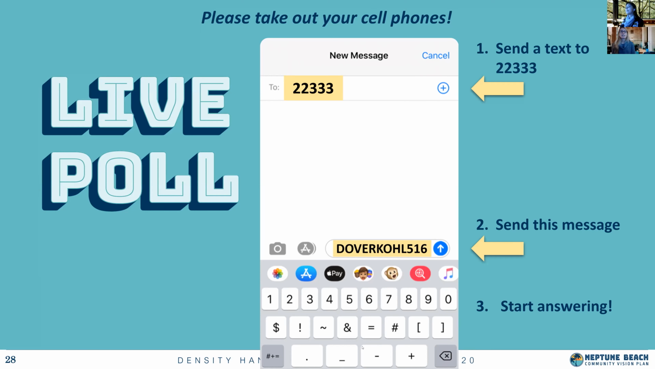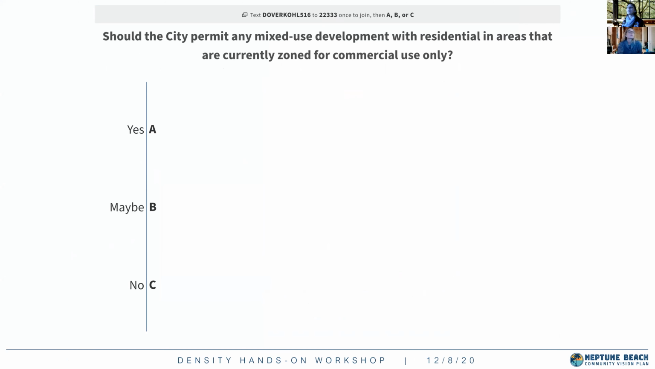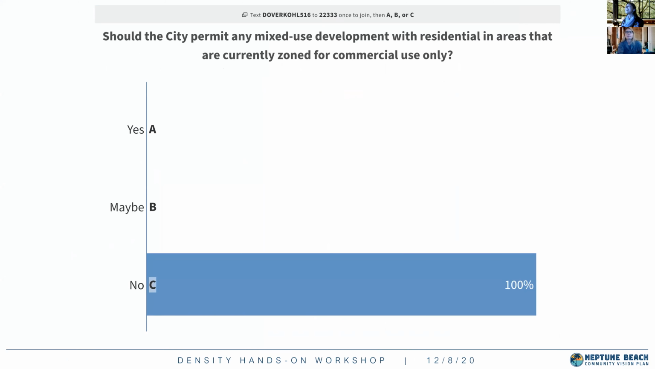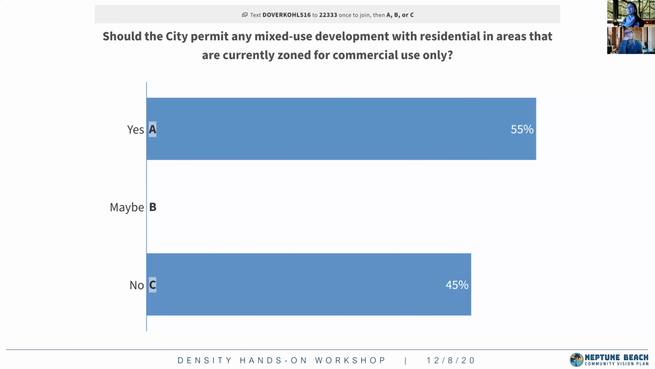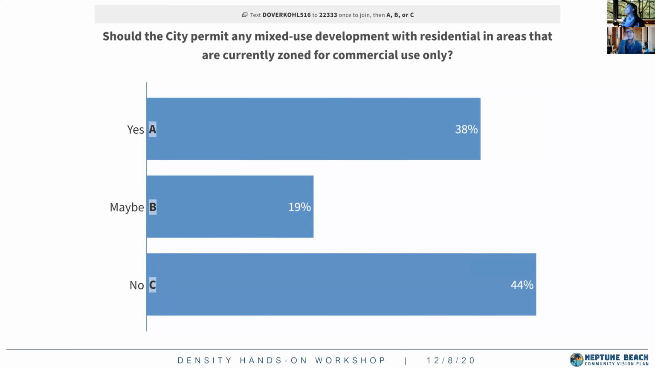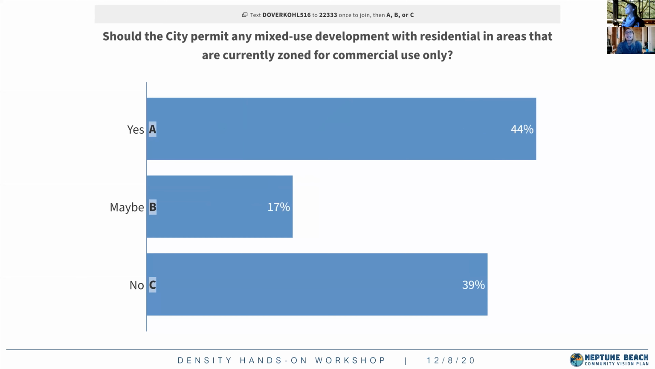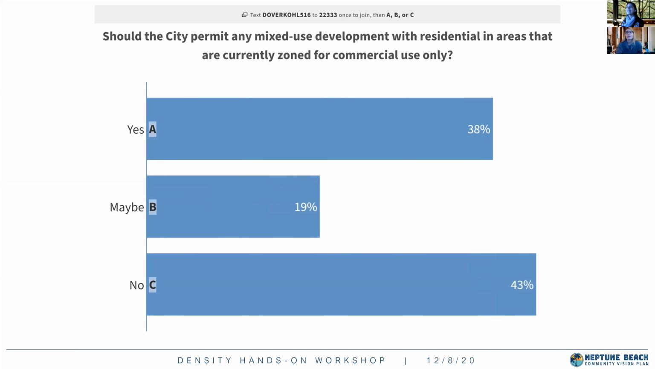So the first question is, should the city permit any mixed-use development with residential in areas that are currently zoned for commercial use only? A for yes, B for maybe, and C for no. Wow, that's fluctuating quickly. The test of how quickly you can text on your phone. All right, I'm going to give it a couple more seconds, and then I'll lock it and move on to the next one.